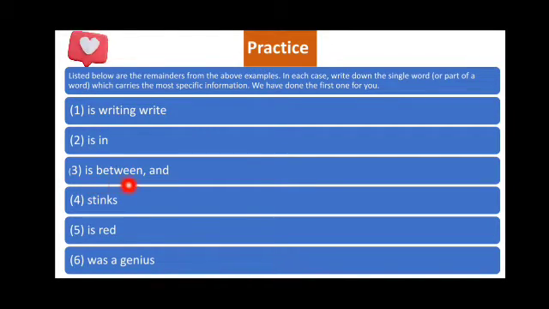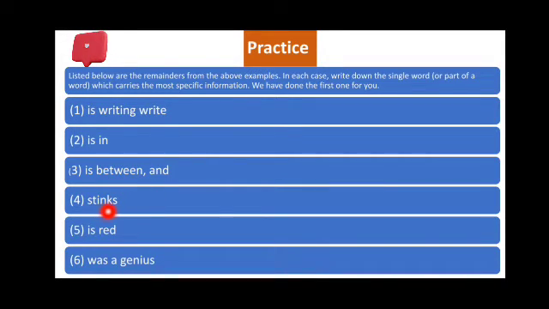So is between and. Here we have three words. Is is an auxiliary; even if you remove it from the sentence, still the concept would be given. Still you will understand. And even if you remove and, you will understand. But if you remove between, then you will not understand. So between gives the specific information in a sentence.